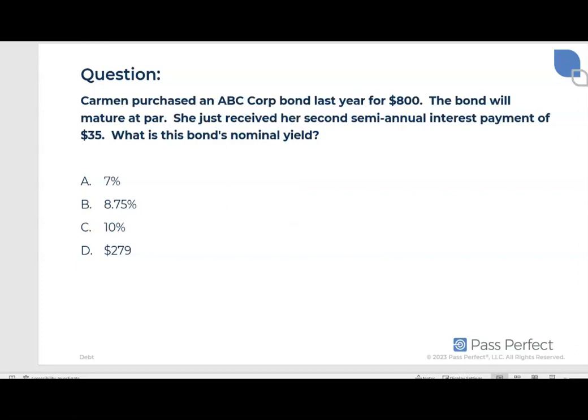Next question. Carmen purchased an ABC Corp bond last year for $800. The bond will mature at par. She just received her second semi-annual interest payment of $35. What is this bond's nominal yield? A, 7%, B, 8.75%, C, 10%, or D, $279.